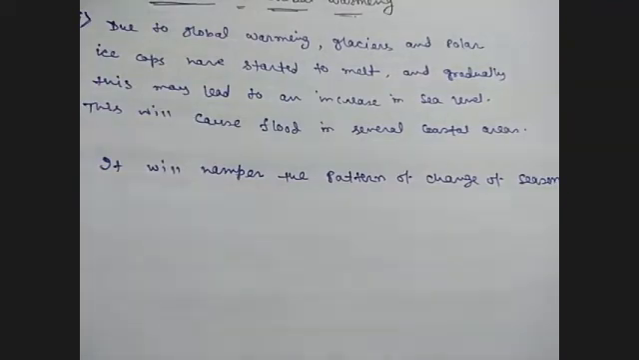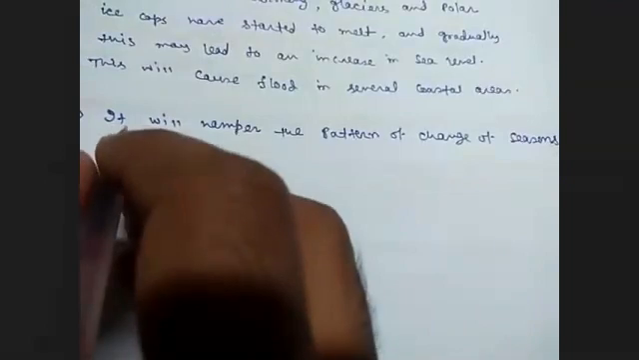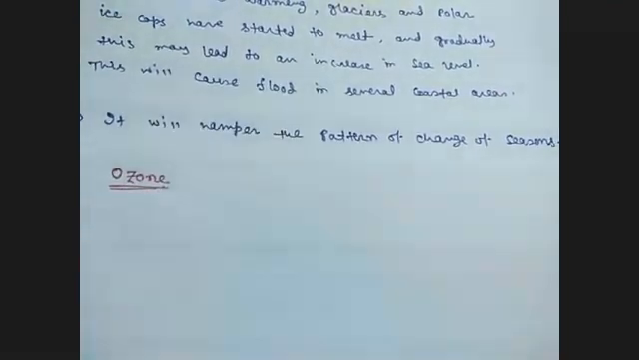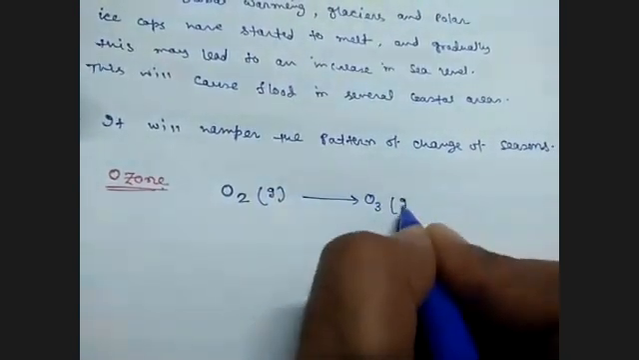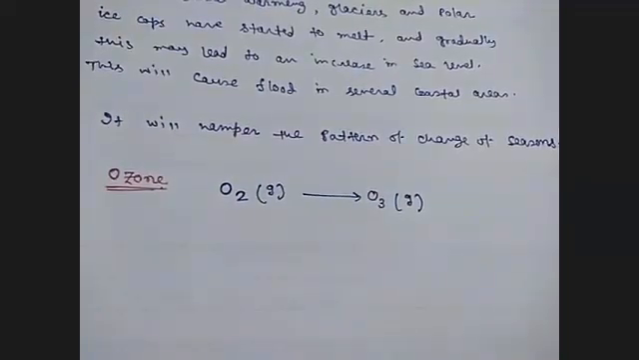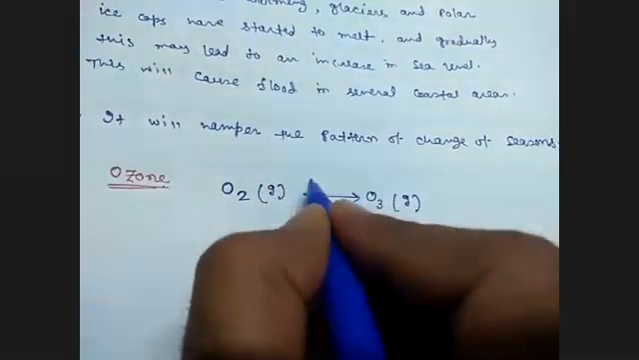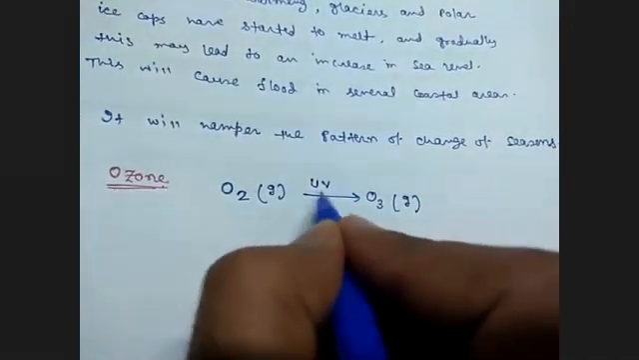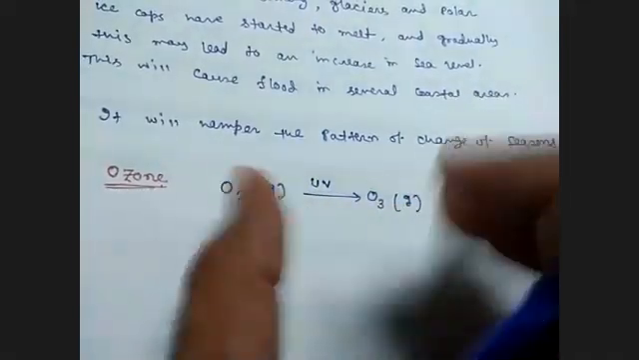Lastly, the last topic is ozone and its function. So ozone basically, oxygen converts into ozone by absorbing UV radiation which is coming from the sun. Solar radiation, that is UV radiation, is high energy radiation. This ozone layer protects us from UV radiation because ozone absorbs that UV.